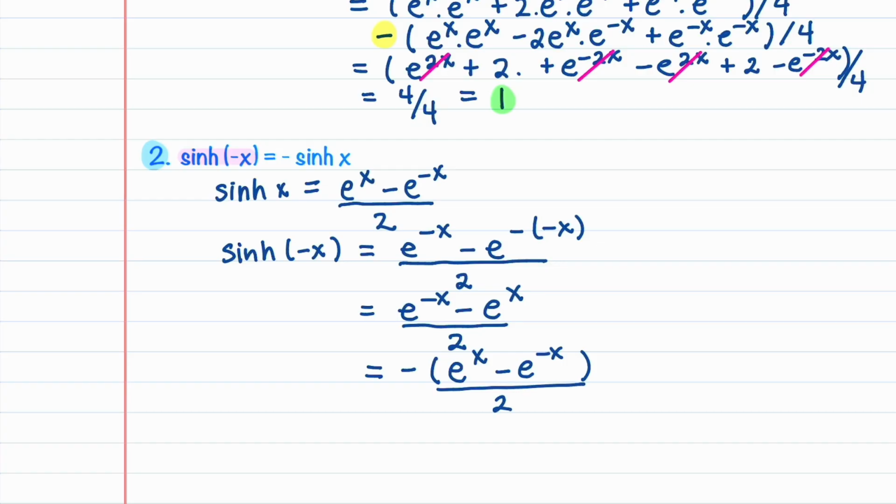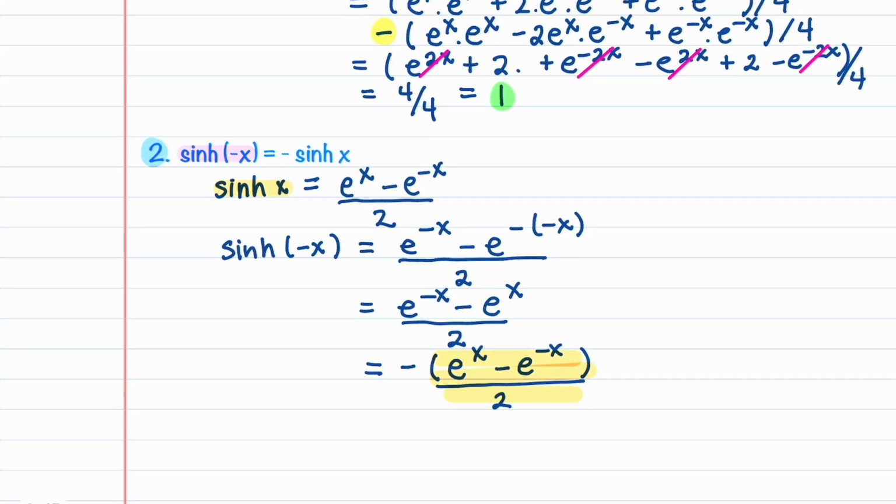We then know that e to the x minus e to the minus x, all divided by 2, is just sinh x. So we have proven that sinh of minus x is minus sinh of x. Let's go ahead and highlight this. Sinh of minus x is minus sinh of x.